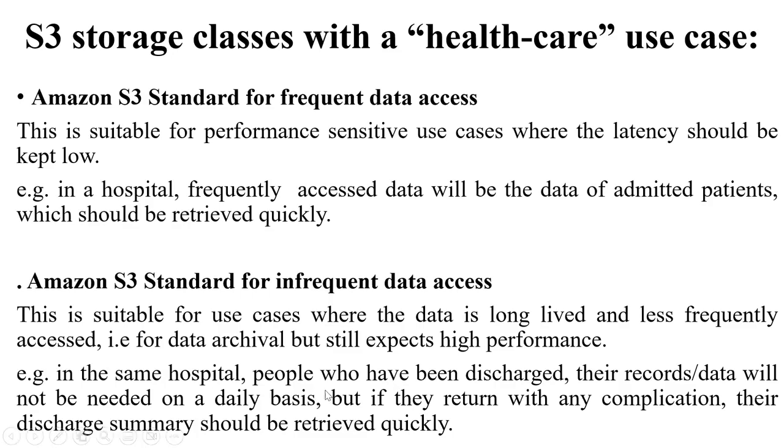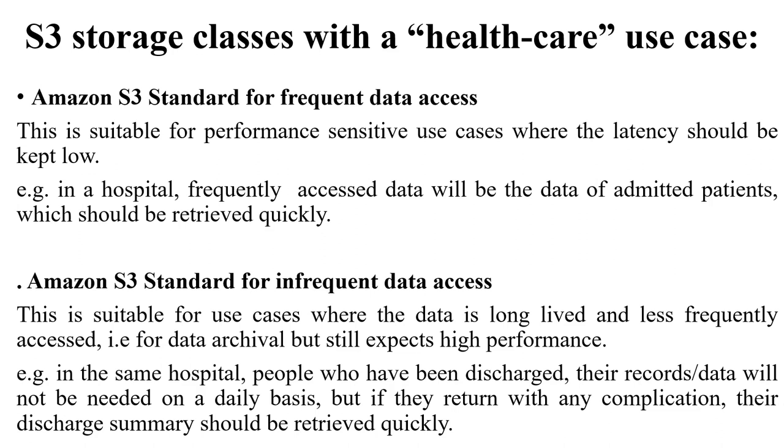For example, in the same hospital, the records of discharged people will not be needed on a daily basis. But if they return with any complication, their discharge summary should be retrieved quickly. So the first type of class is frequent data access, and the second one is infrequent data access. The advantage of moving objects into infrequent data access is saving cost.